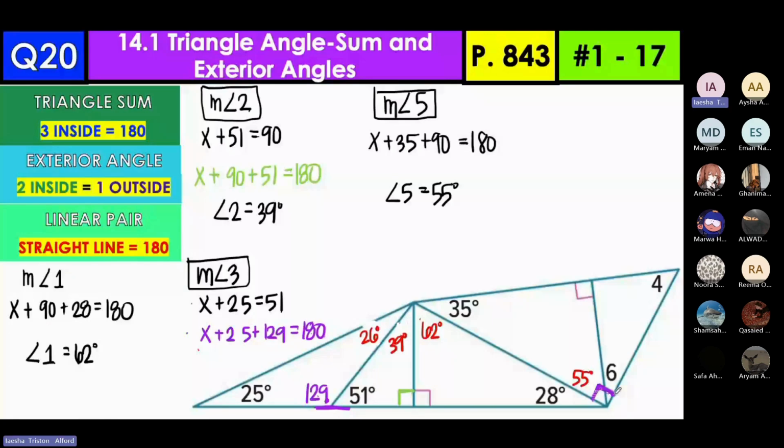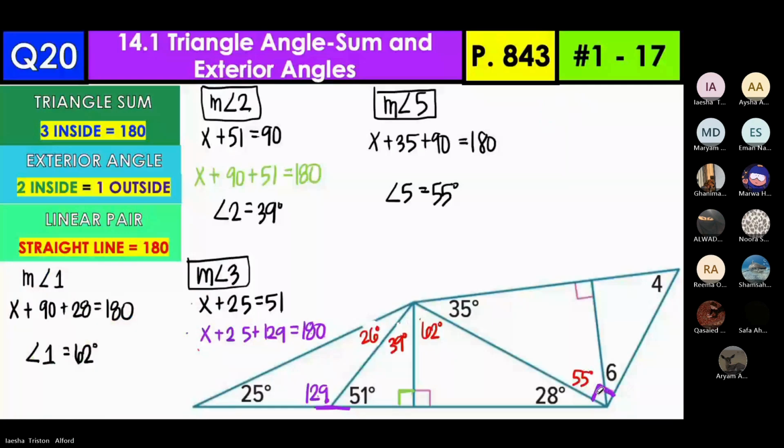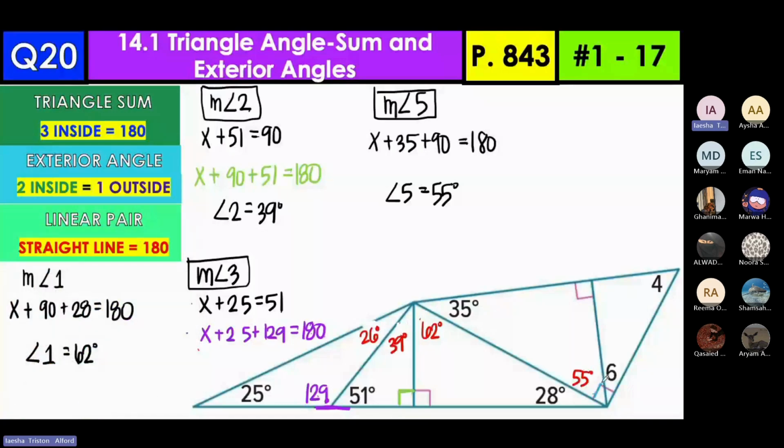Okay, so if we're talking about the measure of angle 6, you have a right angle with these two here. They're making a right angle. So if you want the measure of angle 6, x plus 55 is equal to 90. So x is going to be what? 35. 35.